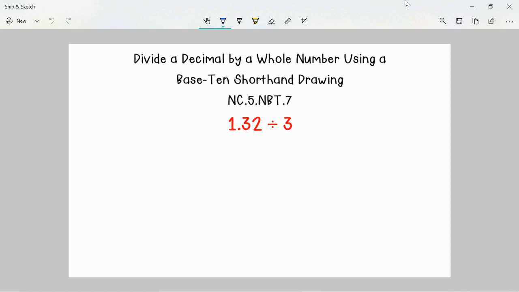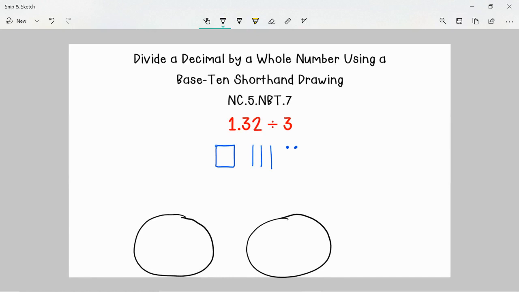To begin to solve using a base 10 shorthand drawing, I first want to represent the 1 and 32 hundredths. So I'll represent one whole. That's a flat with our base 10 shorthand drawing. Now we will show 3 tenths and 2 hundredths. So that is 1 and 32 hundredths. Now, since I know I'm going to divide that 1 and 32 hundredths into 3 equal groups, I'm just going to draw some circles down here to represent those 3 equal groups.